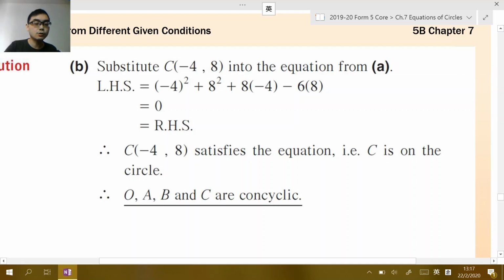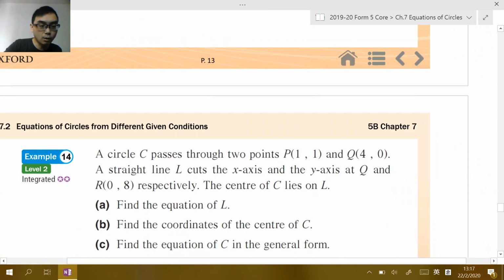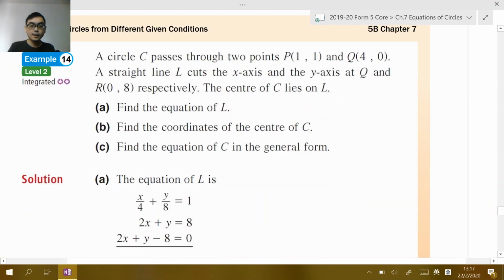Because what you need to do is just calculate, then you can get all the things. Okay, so this is the other level 2. So take a look also at example 14. Example 14 said, a circle C passes through 2 points P(1,1), Q(4,0).